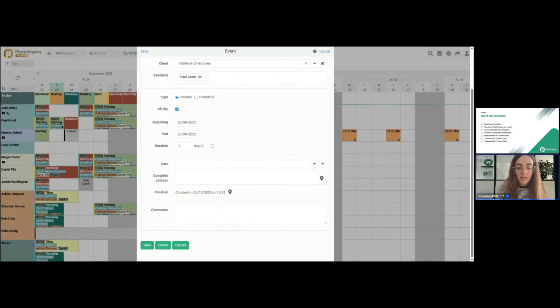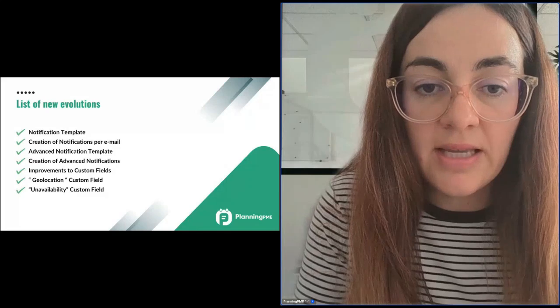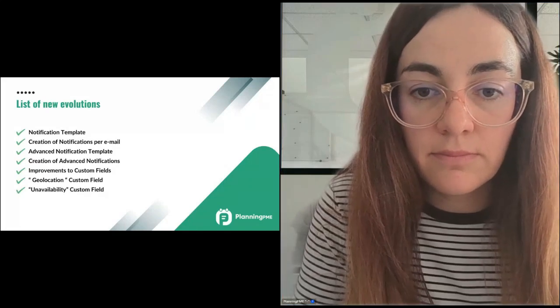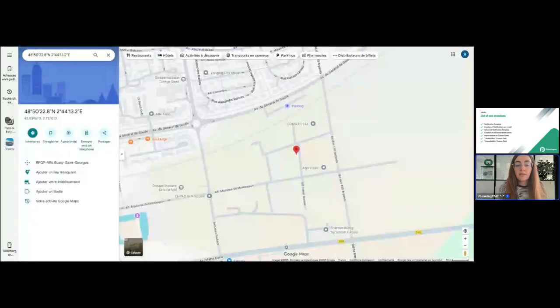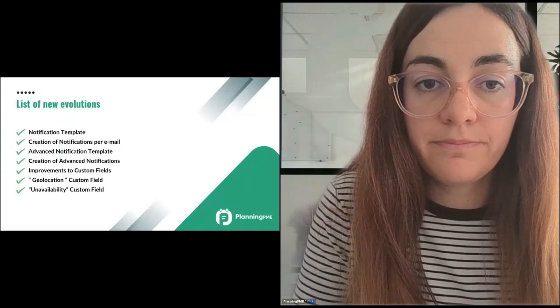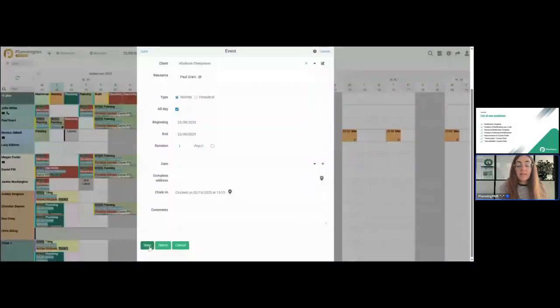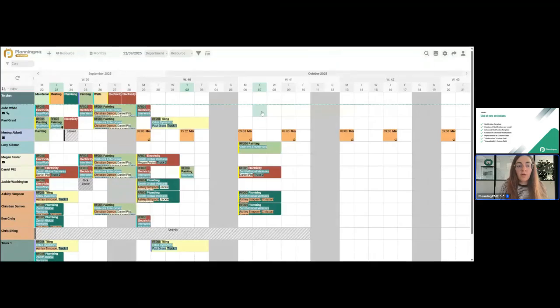I will share my screen now on the Google Maps so you can see it. And as you can see now, this is precisely the place where I'm staying right now. So let me share my screen again with the PlanningPME. I created now the custom field for clocking in. I will create it now for the clocking out.